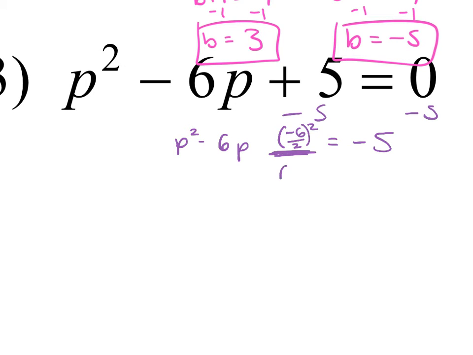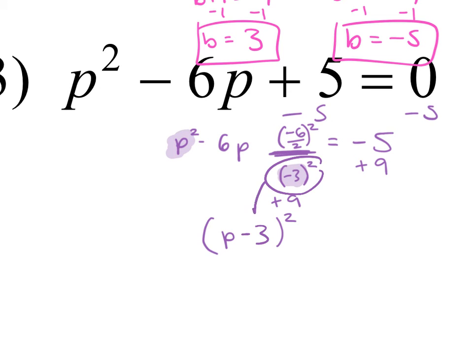How do we simplify negative 6 over 2? Negative 3 squared. And what's negative 3 squared? 9. So we're adding 9 on the left. What do we have to add on the right? 9. What goes into our parentheses? P minus 3. Got to be careful with that, because even though we're adding 9, it's whatever's squared that goes into the parentheses.